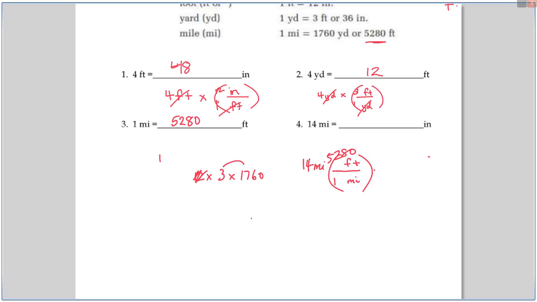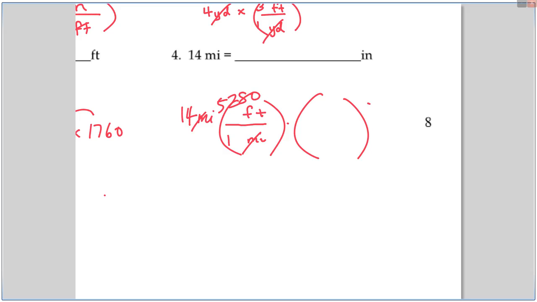Now times again, because now I'm in feet. I'm in feet now. The miles has canceled. Now I just want inch. So how do I get to inch? Well, I need feet to go away. So what do I times by? In the bottom has to be feet, because then feet will cancel. And then I put inch in the top. Now I need the relationship between inch and feet. In 12 inches there is 1 foot. Or 1 foot there's 12 inches. So this is what you would do. 14 times 5280 times 12. And that's going to give you how many inches are in 14 miles.